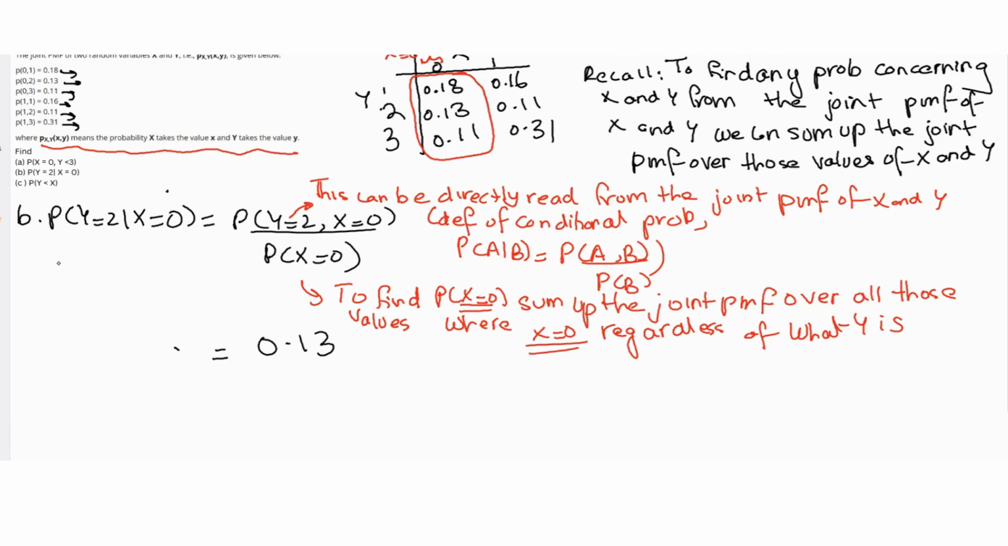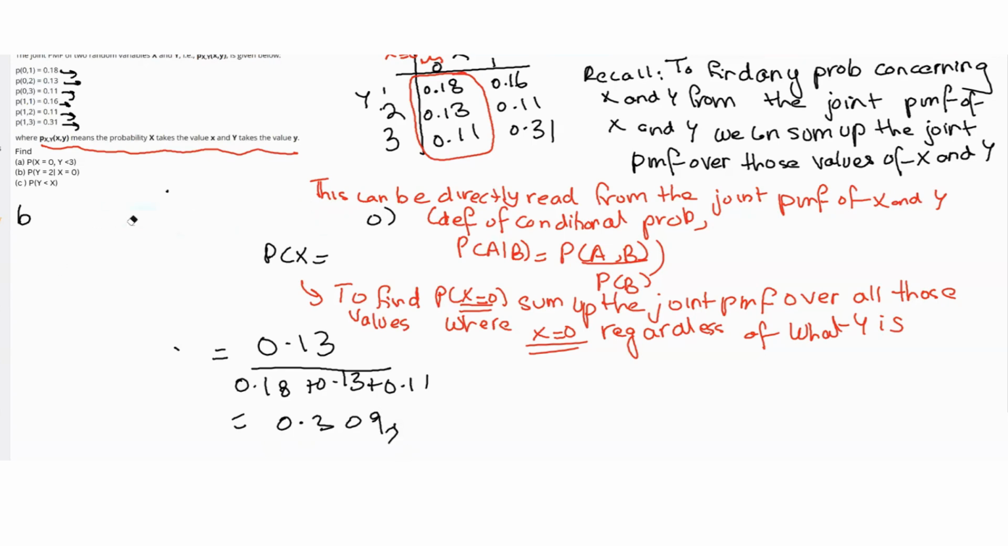Then we can find this probability. Probability x is equal to 0 would be 0.18 plus 0.13 plus 0.11, right? Probability y is 2 and x is 0 can be directly read from the joint PMF because the joint PMF gives us probabilities in the form probability x is x and y is y. For probability x is 0, you just sum up the joint PMF over all those values where x is 0, regardless of what y is. There's no condition imposed on y. So we just sum up 0.18, 0.13, and 0.11, right? And this just turns out to be 0.3095.